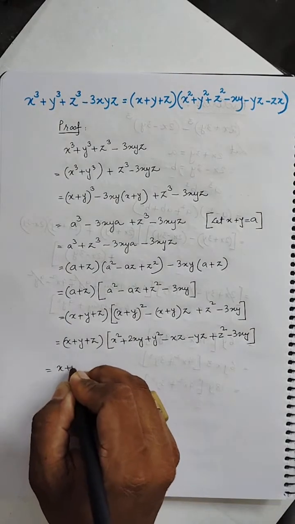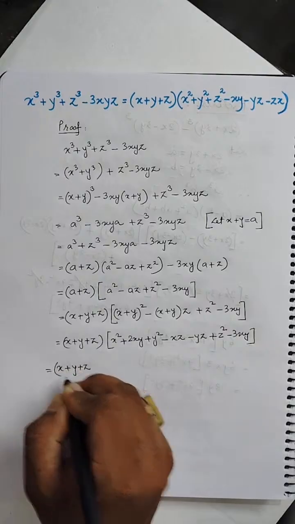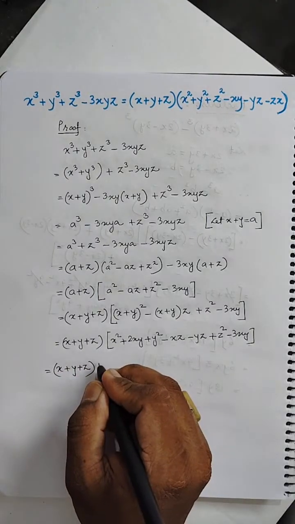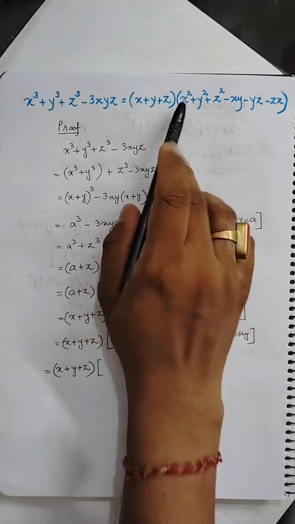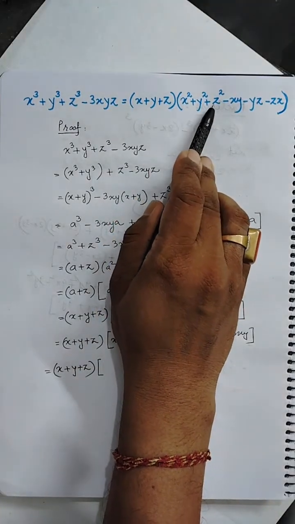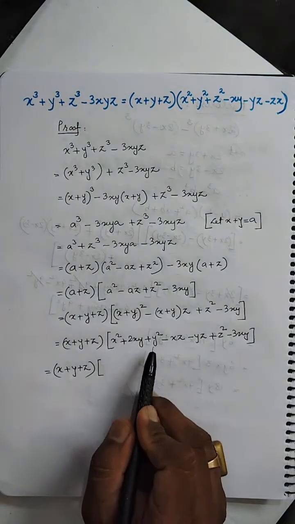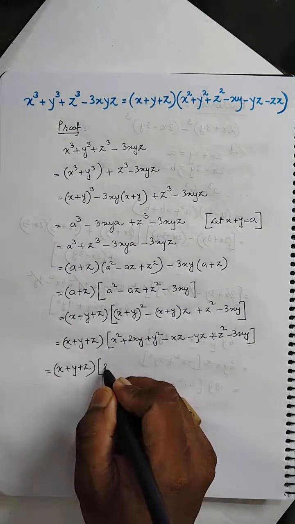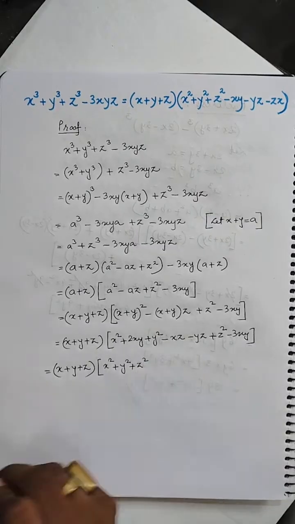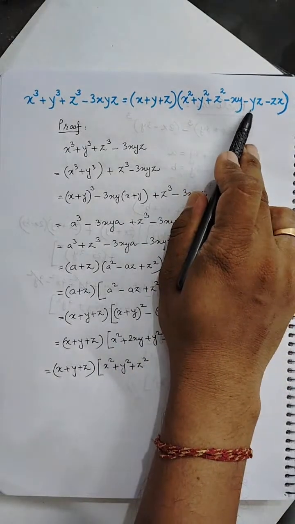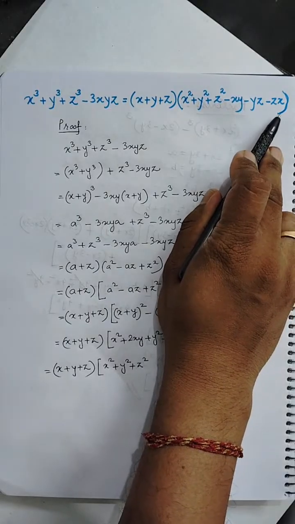So x plus y plus z is equal to, now we are going to rearrange them. So we need x square plus y square plus z square, is it? So we have x square, y square and z square. So we'll write x square plus y square plus z square. Then we need minus xy, minus yz and minus zx.